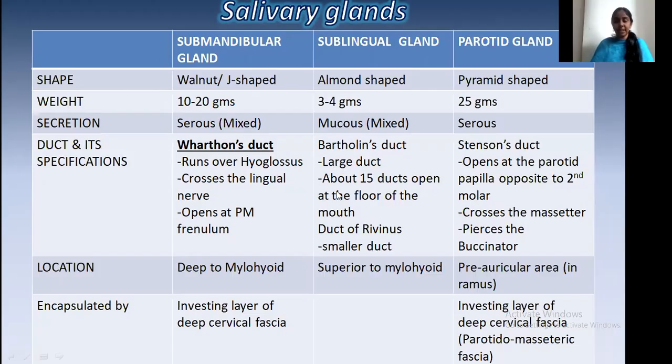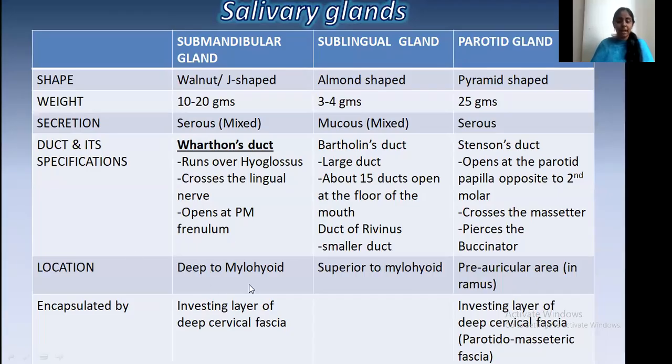It is the large duct, and about 15 ducts open at the floor of the mouth. Duct of Rivinus is the smaller duct. In the sublingual gland, there are two ducts, Bartholin's and Rivinus. Bartholin's is the larger one, Rivinus is the smaller one. Stenson's duct, like we already saw in the image, opens opposite to the second upper molar. It crosses the masseter and pierces the buccinator. Important one word to note, Stenson's duct of the parotid gland crosses the masseter muscle and pierces the buccinator muscle.